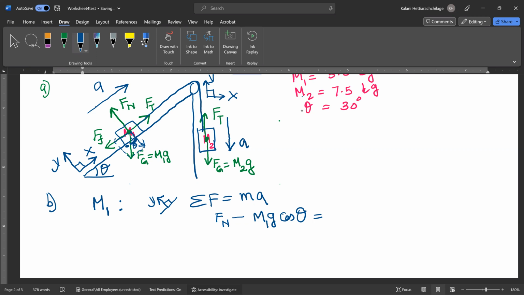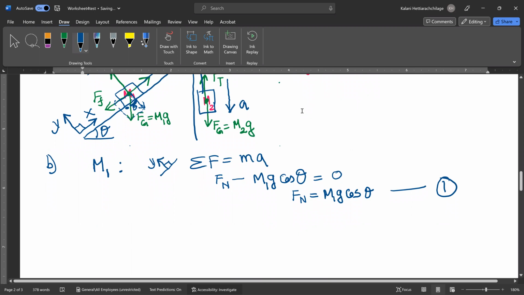Now you see that there is no acceleration towards the y direction, right? There is no acceleration towards the y direction. So as soon as you know that this will be equal to 0, I can directly calculate the normal force if I want. Since I'm not asking for it, I will just keep it as this: N equals M1G cosine of theta. We'll plug the values later. Let's label that equation as number 1.